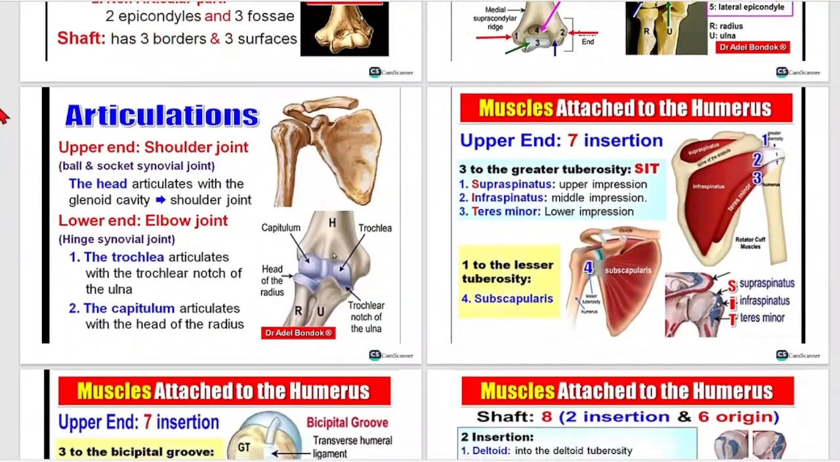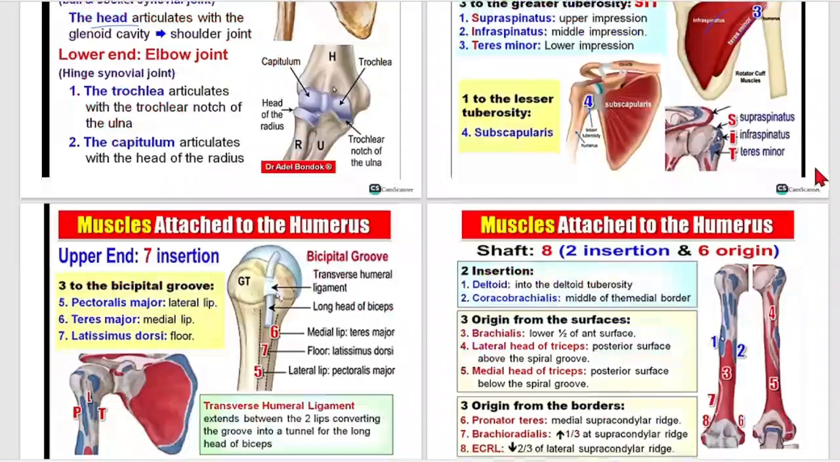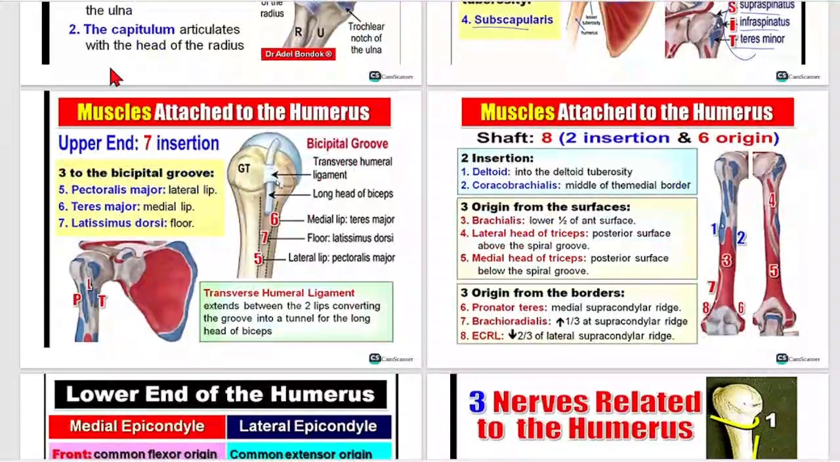Now we will tell about the articulations. Upper shoulder joint, head, remove this muscle attachment. We have discussed the infraspinatus. Another thing: the supraspinatus, infraspinatus, and teres minor are attached to the greater tubercle, and the subscapularis. These four muscles form the rotator cuff. Now the muscle attachments of the humerus.